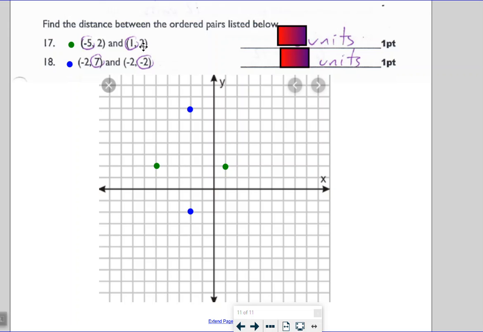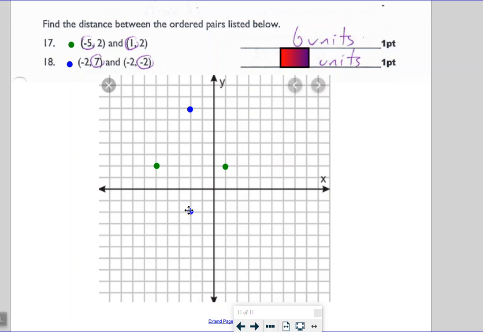Or I could realize that they both have the same y-coordinate. So really, since they're both on that same horizontal line, I just know that one is 5 units left of my axis, and the other is 1 unit right. So 1 plus 5 is 6 units. All right. Same thing for the next one, but these are the blue dots. Negative 2, 7, and negative 2, negative 2. So again, they're on a nice vertical line.